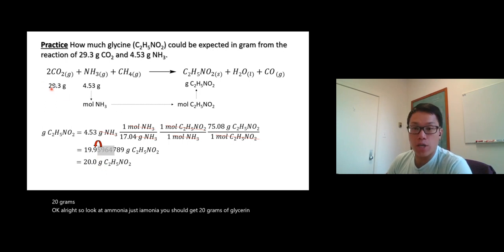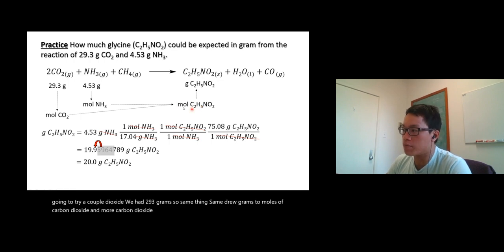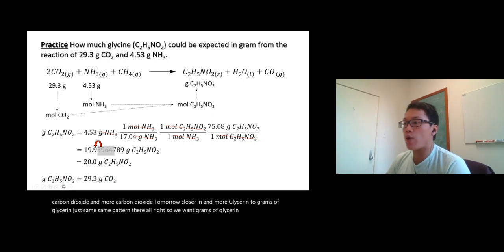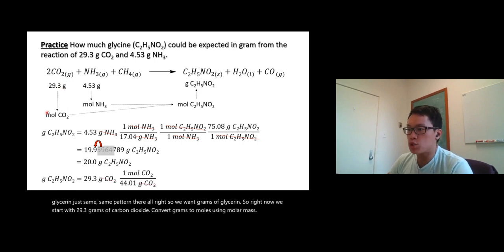Now we're going to try carbon dioxide, 29.3 grams. Same drill: grams to mole of carbon dioxide, mole of carbon dioxide to mole of glycerin, and mole of glycerin to grams of glycerin. Just the same pattern. So we start with 29.3 grams of carbon dioxide, convert grams to mole using molar mass, and we get moles of carbon dioxide.